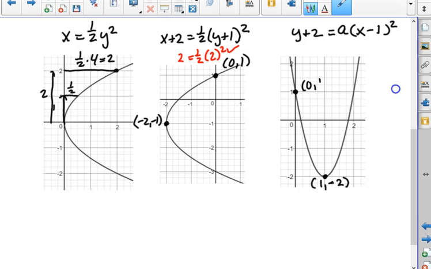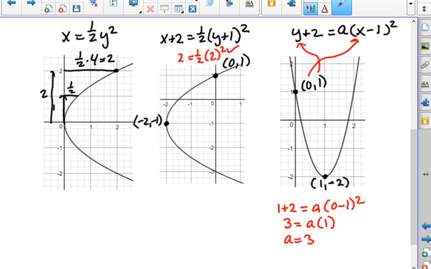I see the point (0, 1) here. So if I substitute 0 for x and 1 for y, I can solve and figure out what a has to be. So let's do that down here. I have 1 plus 2 is equal to a times (0 minus 1) squared. So 3 equals a times -1 squared, which is 1. So a equals 3. So that means my equation is y plus 2 is equal to 3 times (x minus 1) squared.